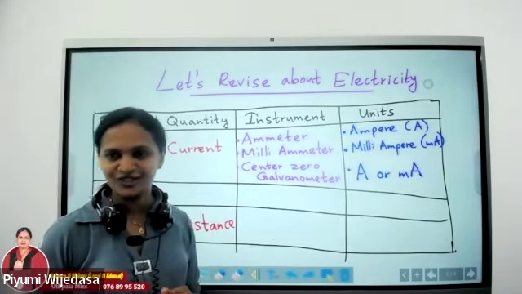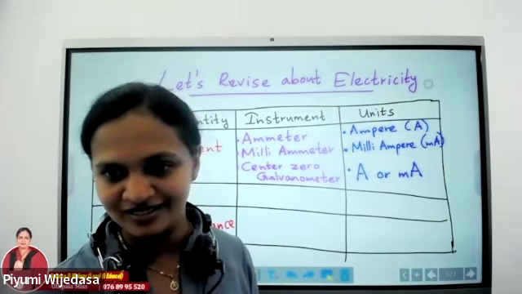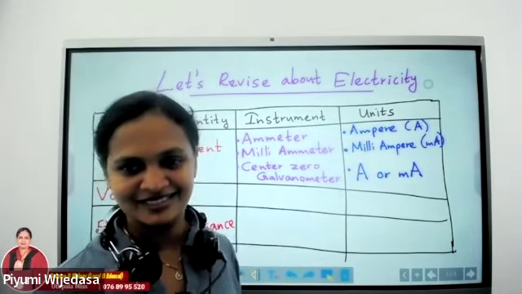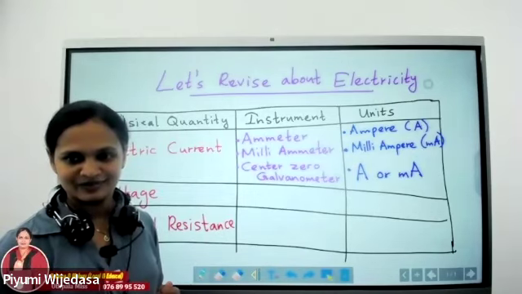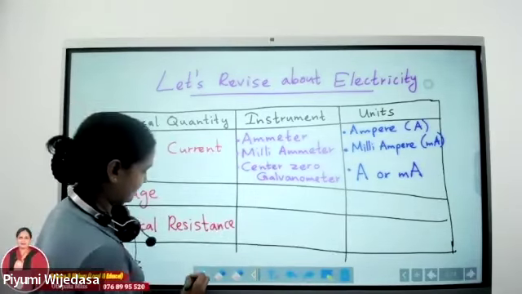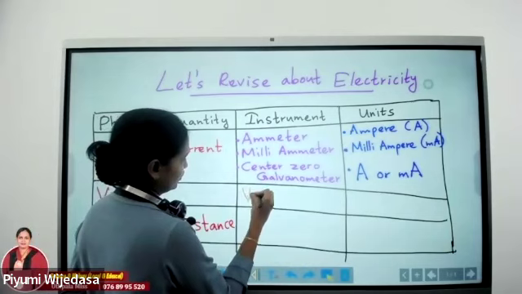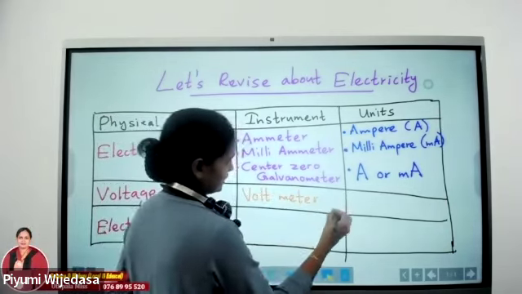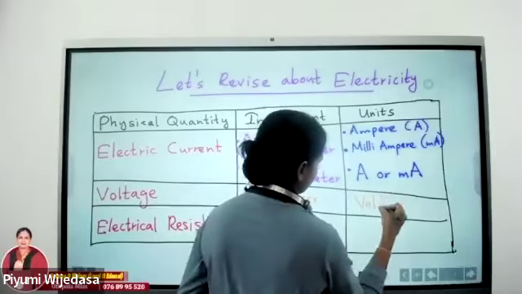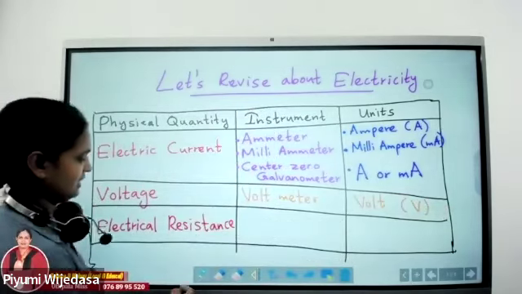Then the voltage or the potential difference. What is the instrument used to measure it? Randira, what is the instrument used for that? That is known as the voltmeter. The unit used is volt. We symbolize it as capital V.